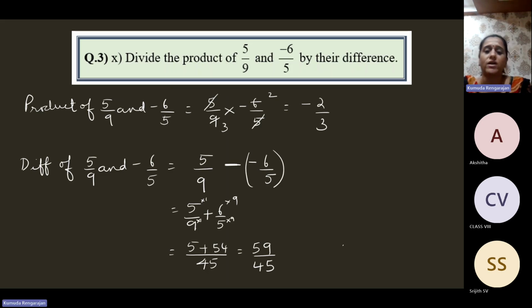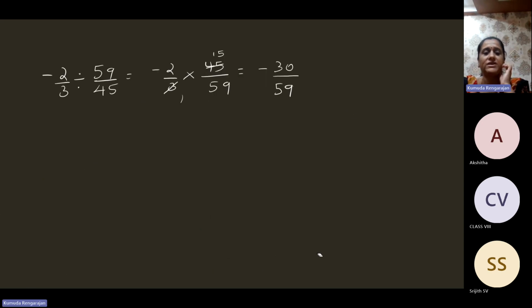So first you should find the product. Then you must find the difference. Then you should divide this answer by this answer. So minus 2 by 3 divided by 59 by 45. Division becomes multiplication, then reciprocal 45 by 59. Cancel. And the answer is minus 30, because 2 into 15 is 30. So minus 30 by 59. All right.